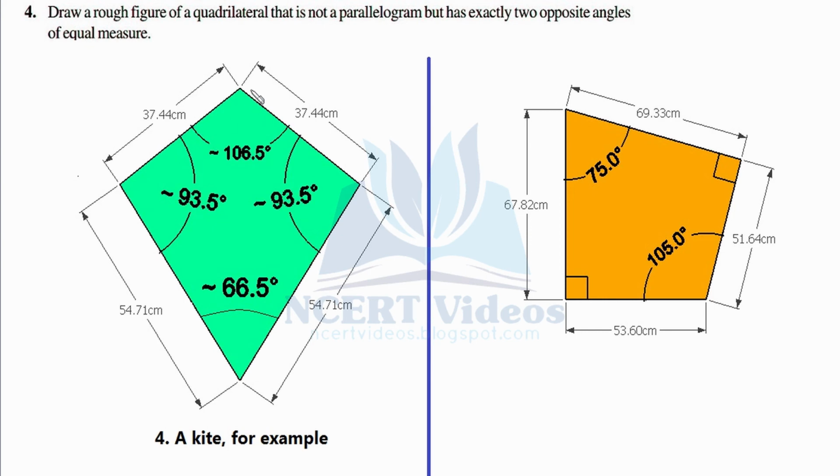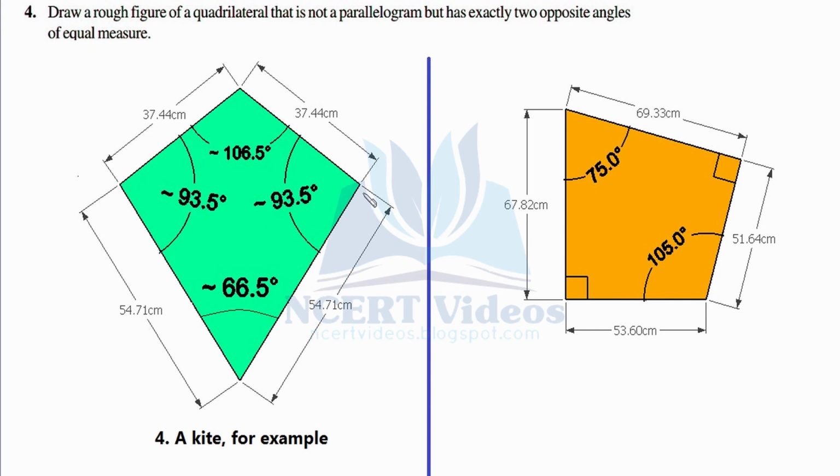Also, in a kite, alternate sides are equal to each other. Here you can see 37.44 centimeter is the measure of this line segment. Again, 37.44 centimeter is the measure of this line segment. Here again, at this common vertex, we have 2 line segments that are alternate to each other. Their measurement is equal, as you can see in this demonstration, and it fulfills our condition that a figure must have exactly 2 opposite angles equal.